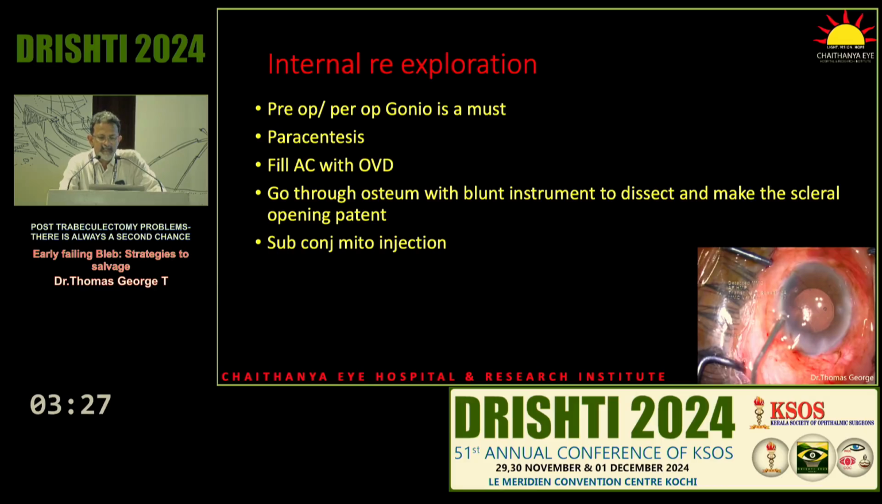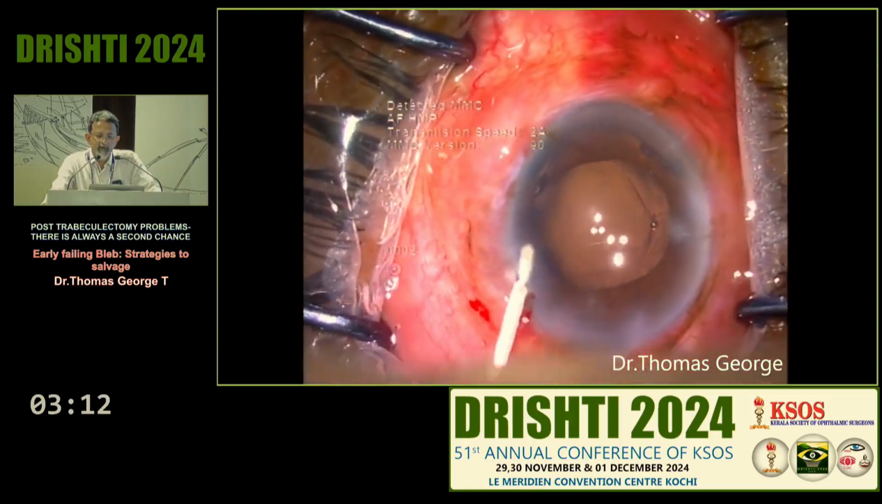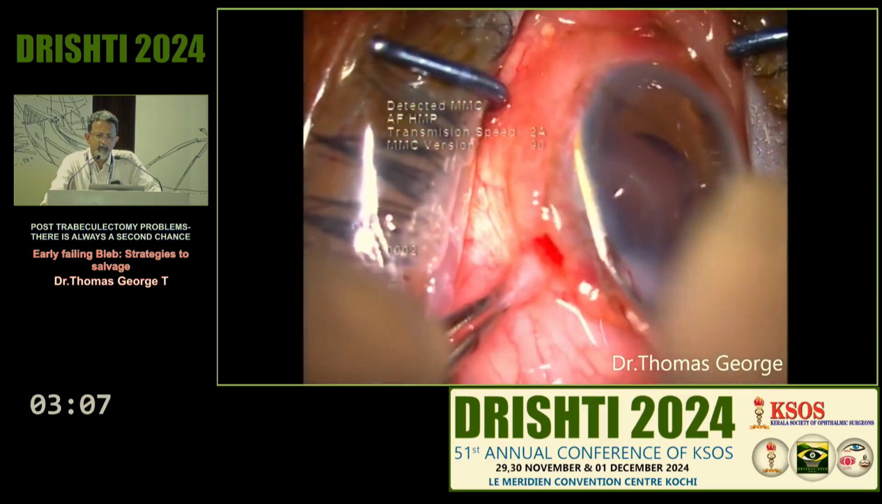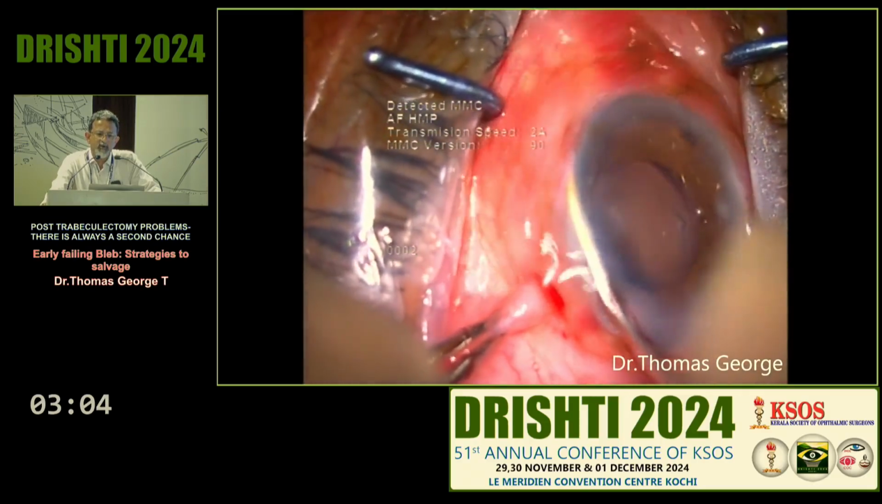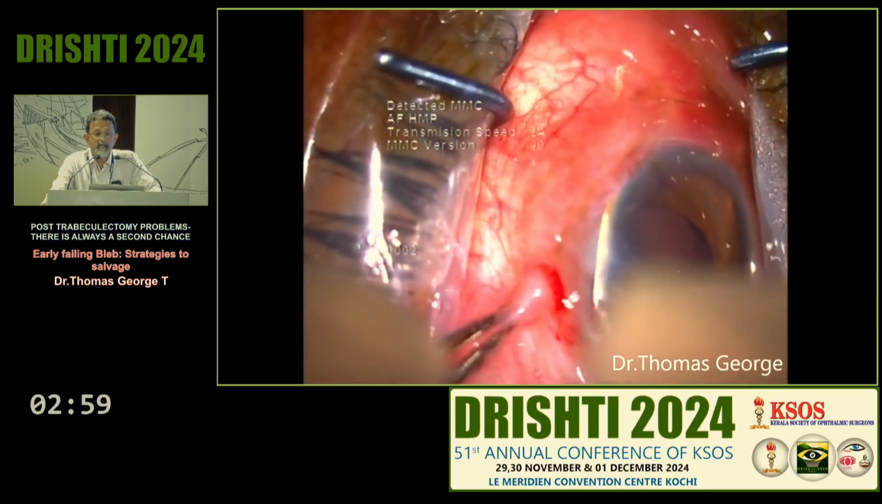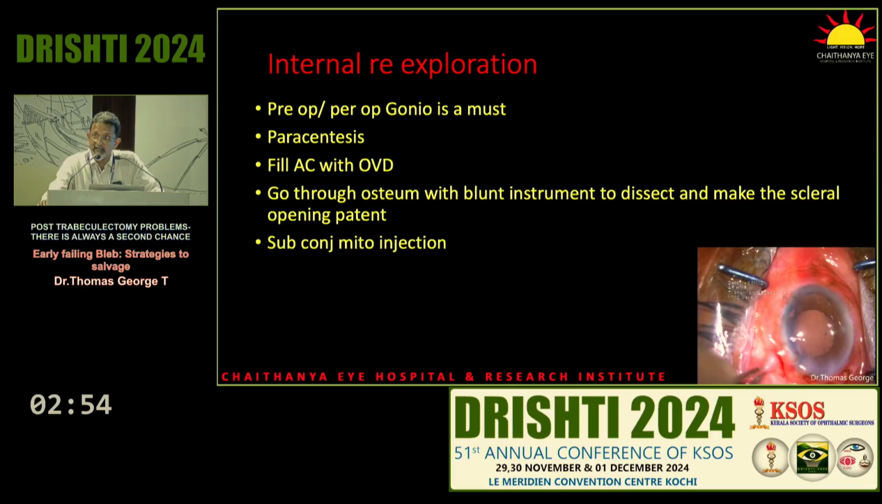For internal re-exploration, of course, a gonioscopy is a must because you have to be absolutely sure of where the ostium is. You do a paracentesis, fill the AC with OVD and use a blunt instrument. Here I use a regular iris spatula, go through it. You need quite a bit of force, and once you see it subconjunctivally, you know that the bleb is going to form, and you need to supplement this with the antimitotic as well. If required, once a bleb is formed, it's easier to do a needling to supplement this bleb.